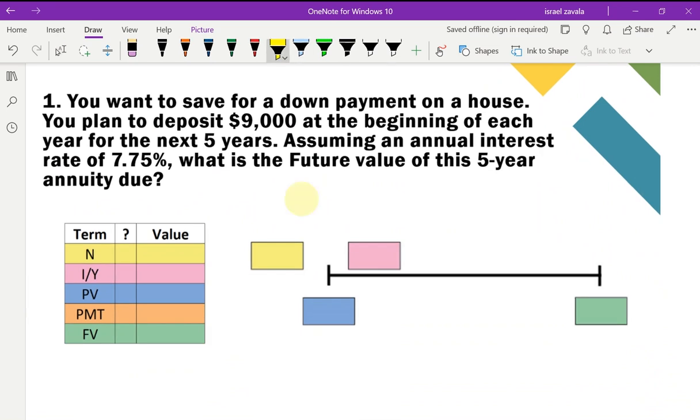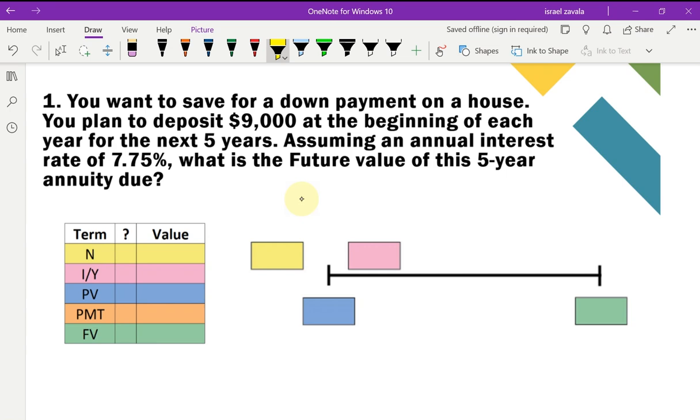Of course, we're going to start with grabbing our highlighter. You guys should know I have a pattern on how to solve these by now. And these questions are going to start to get a little bit more difficult because now we have a foundation on how to solve time value of money questions.